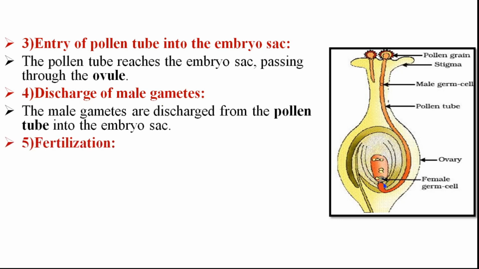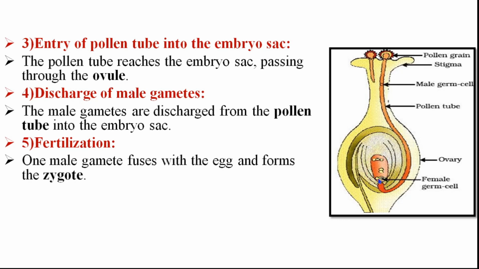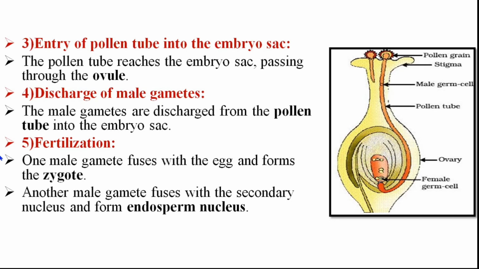After the discharge of both the male gametes, we can discuss that in two steps. The first step is the first fertilization. The second step is the second fertilization. So one of the male gametes fuses with the egg cell, which is present in the micropylar end, and forms the zygote, whereas the second male gamete fuses with the secondary nucleus and forms the endosperm nucleus.